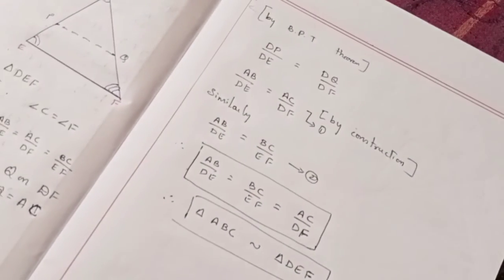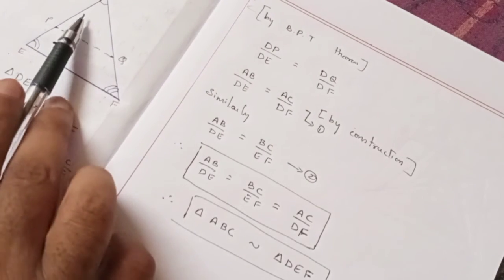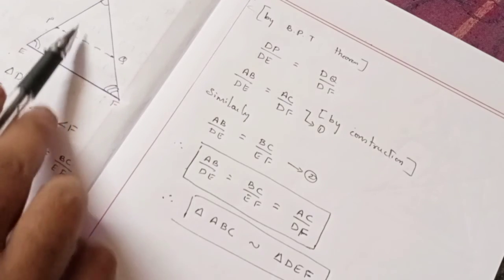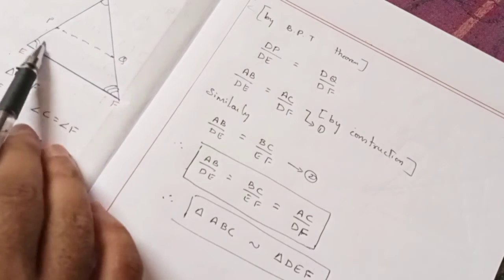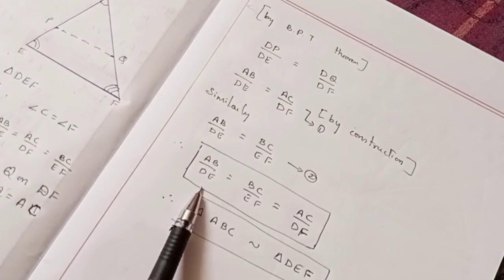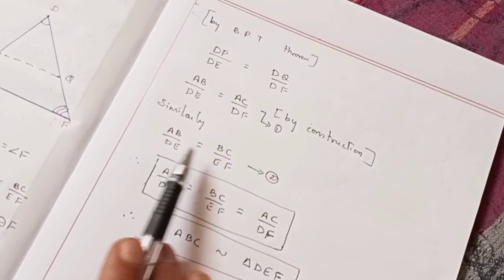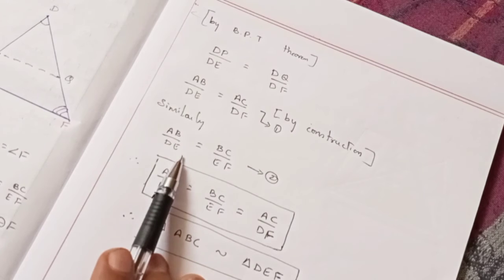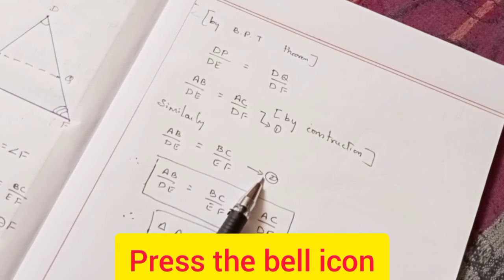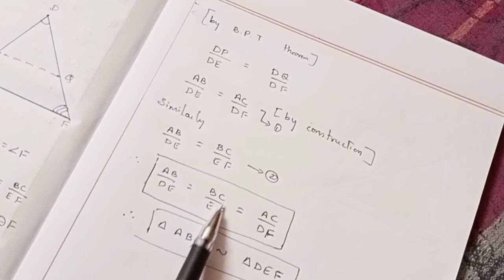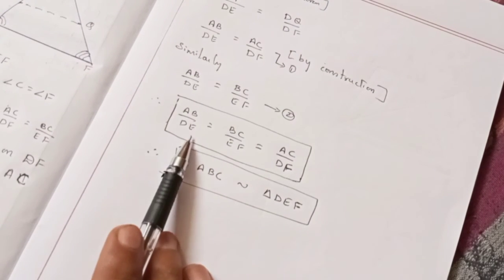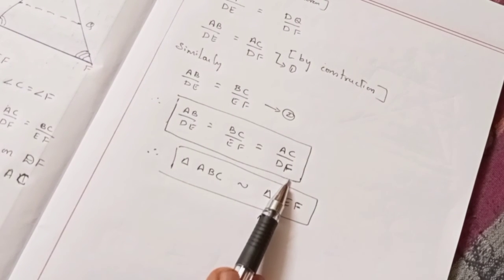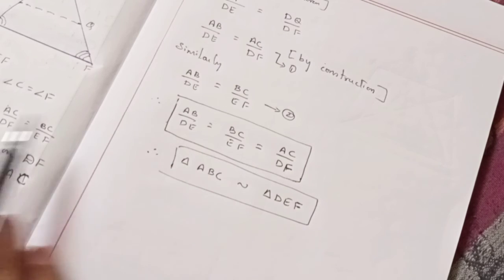Similarly, if I draw this PQ parallel to another side, instead of drawing parallel to EF, if I prove PQ is parallel to DF, then obviously these two sides' ratios will be equal to one another. On behalf of that, we can write AB by DE is equal to BC by EF. I will call this one equation 2, this one equation 1. By considering equations 1 and 2, we can write together AB by DE is equal to BC by EF, that is equal to AC by DF. So all these three sides' ratios are equal to one another.